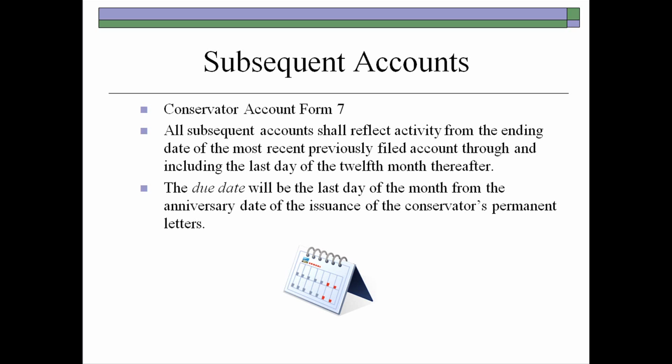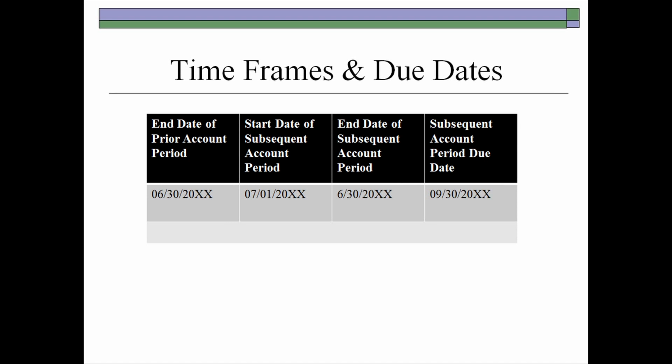The only thing that is different with the annual account, the subsequent annual accounting, is that the due date goes from the date of your letters of appointment to the end of that month. So for an example, if the first account period ended on June 30th, the start of your subsequent account period will be July 1st, and the end date will be June 30th, and it will be due by September 30th. Your letters were probably issued sometime during September. However, we allow for the due date to go to the end of the month.